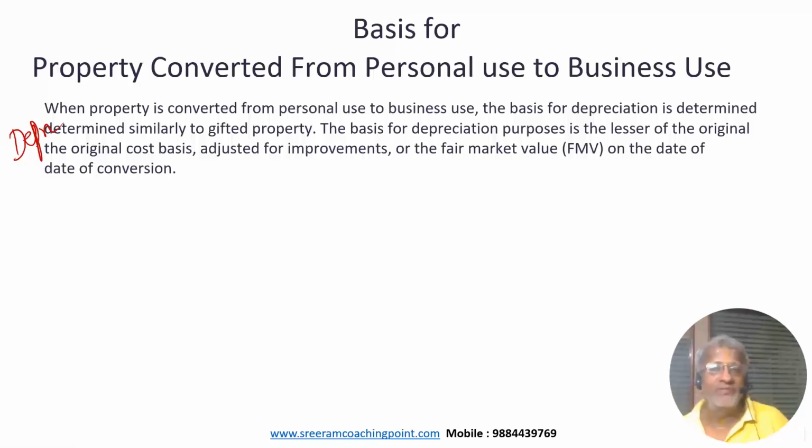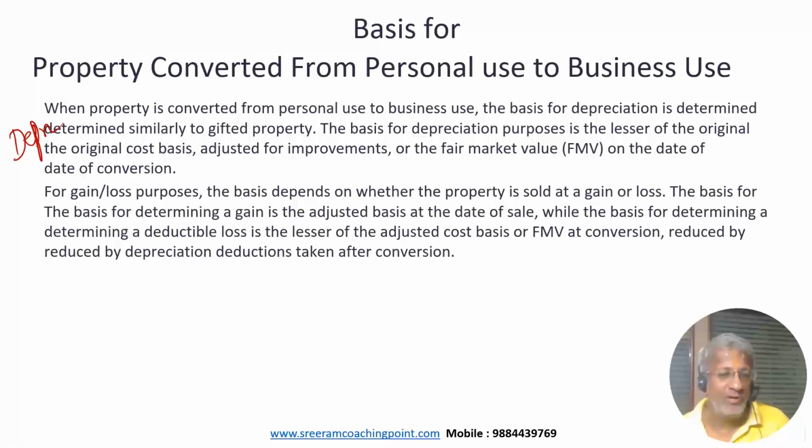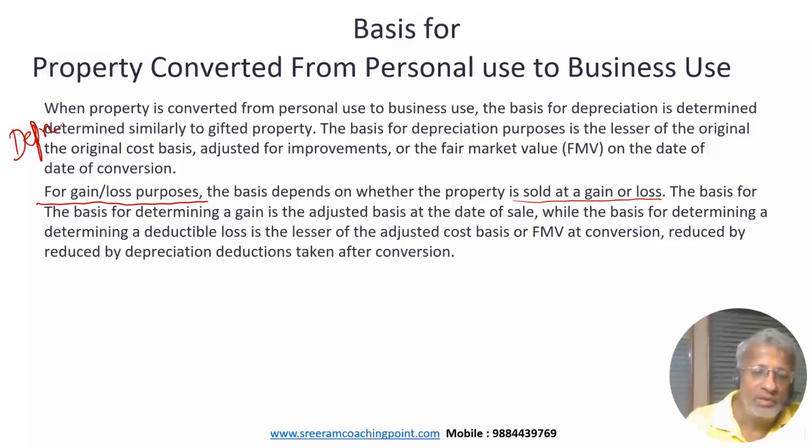Then we have the basis not being the same for the purpose of computing gain or loss. Here is a place where you need to be a little more careful. For gain or loss purposes, the basis depends upon whether the property is sold at a gain or loss. It might cause confusion. For gain or loss purposes, firstly we should find out whether it is sold for gain or loss. For the purpose of finding out the appropriate base, firstly we should check whether we end up with gain or loss.